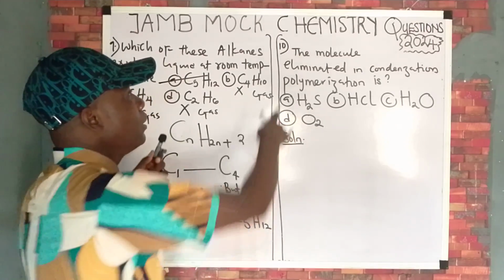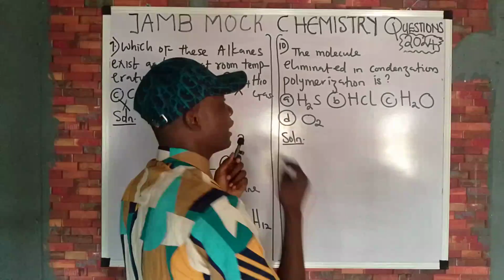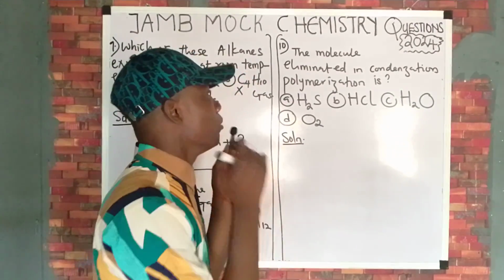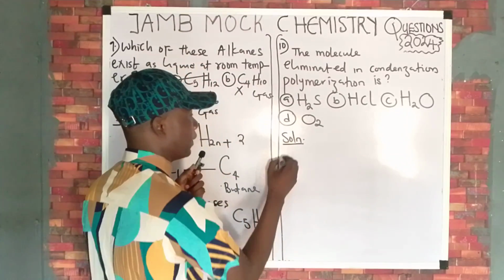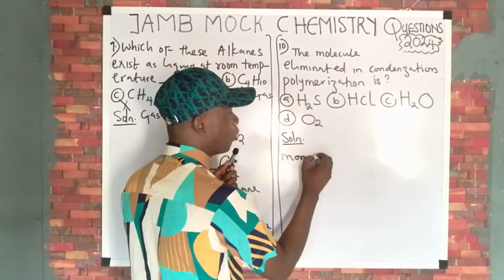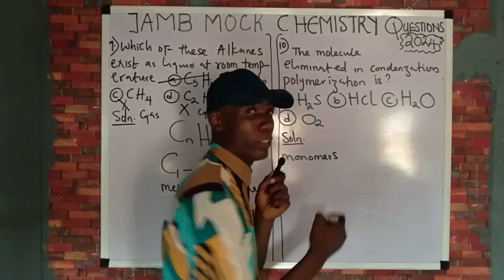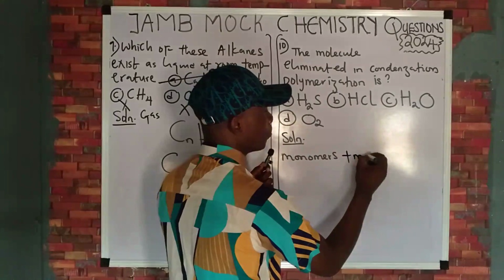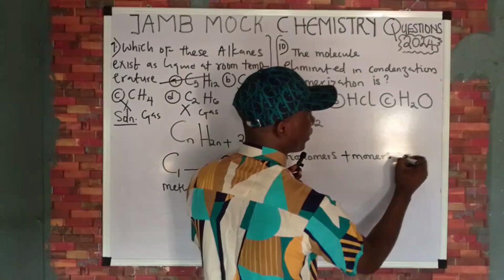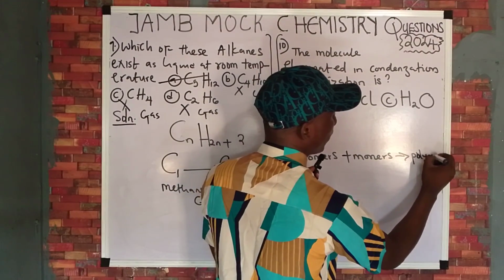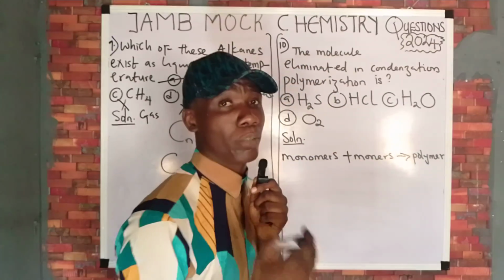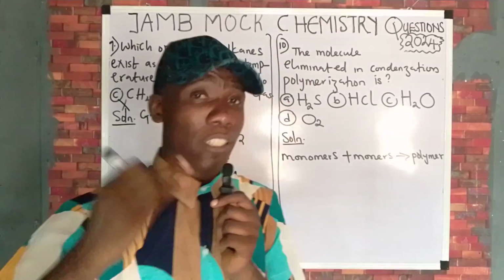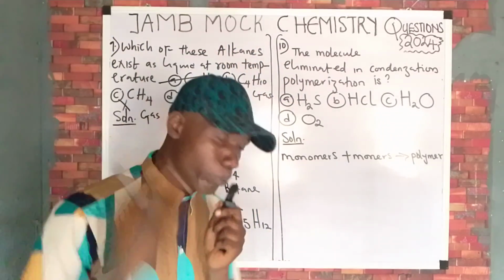Stay with me on this channel. The molecule eliminated in condensation polymerization is what? Remember, polymerization is the process by which 2 or more monomers, which are simple organic molecules, combine together. Monomers plus monomers will give us a what? A polymer. So polymerization is a process by which 2 or more monomers combine together to form a giant molecule called the polymer.